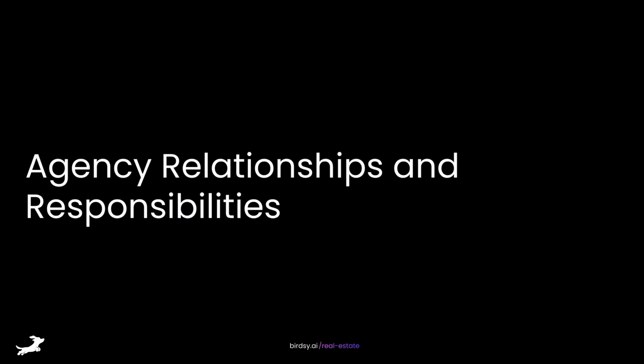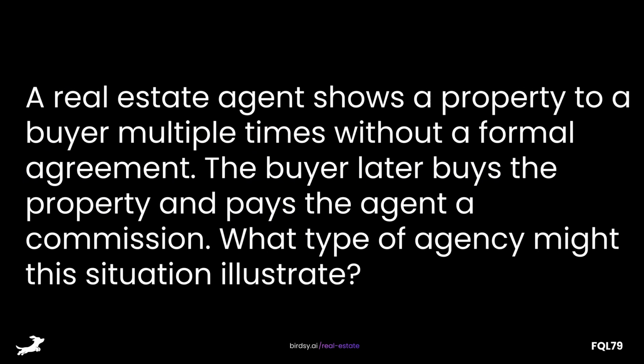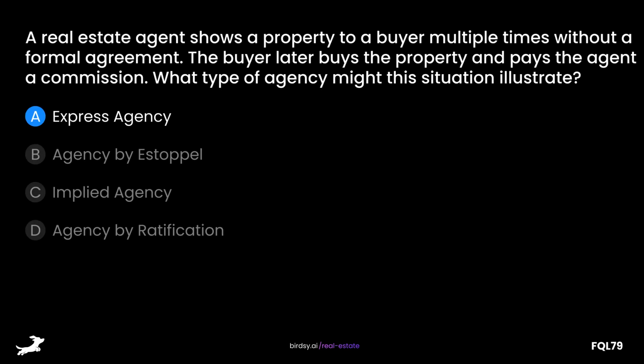Agency relationships and responsibilities. Creation of agency: express, implied, ratification, estoppel. A real estate agent shows a property to a buyer multiple times without a formal agreement. The buyer later buys the property and pays the agent a commission. What type of agency might this situation illustrate? Is it A, express agency, B, agency by estoppel, C, implied agency, or D, agency by ratification? The answer is C, implied agency.